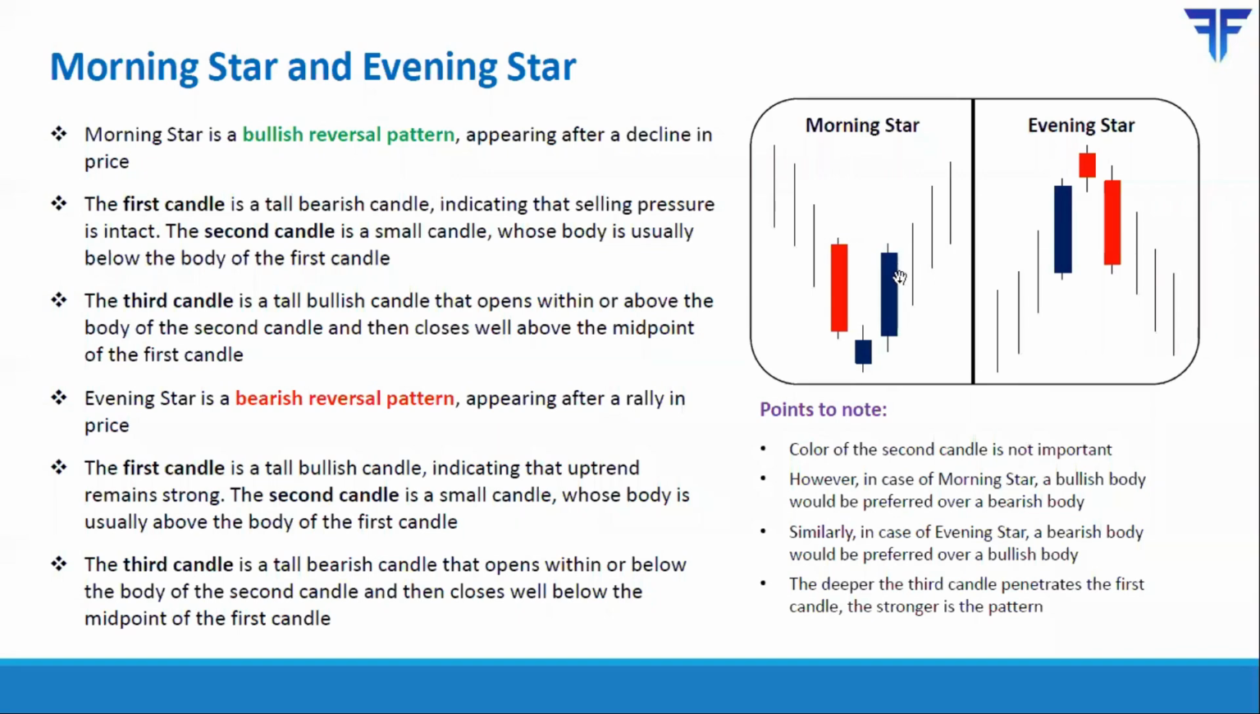And the deeper the third candle penetrates into the first candle, the stronger is the pattern. So in case of morning star, the deeper the third candle penetrates above the midpoint of the first candle, the stronger is the morning star pattern. Whereas in case of evening star, the deeper the third candle penetrates below the midpoint of the first candle, the stronger is the evening star pattern.